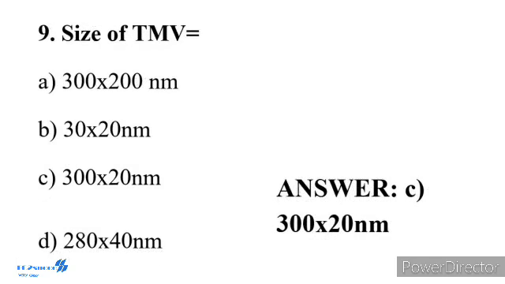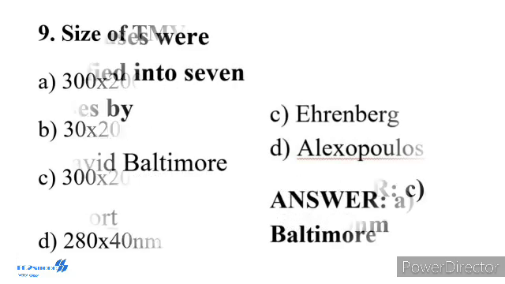Question number 9, size of TMV is equal to. Option A, 300 into 200 nanometer. Option B, 30 into 20 nanometer. Option C, 300 into 20 nanometer. Option D, 280 into 40 nanometer. So the correct answer, option C, 300 into 20 nanometer.